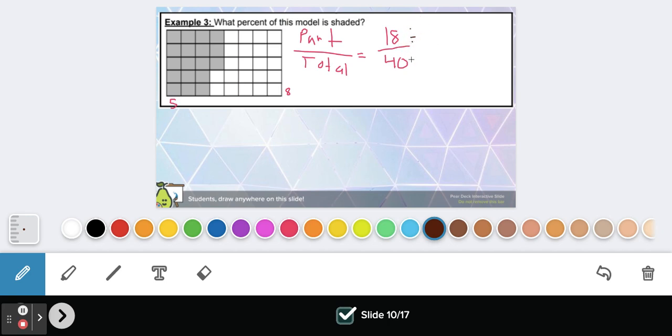So a number that I know can easily go into both 18 and 40 is the number 2, okay? So I'm going to divide both by 2. So half of 18 is 9, half of 40 is 20. So now I'm going to deal with the fraction 9 over 20.